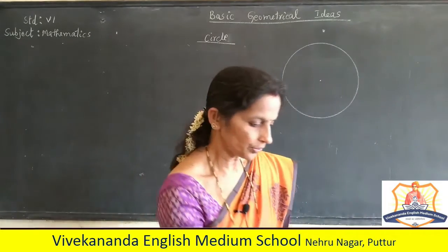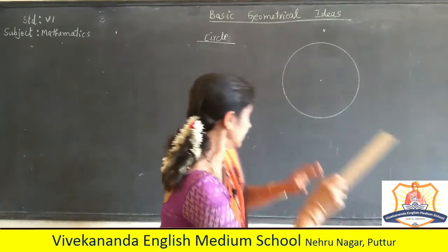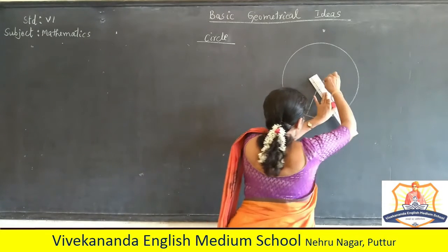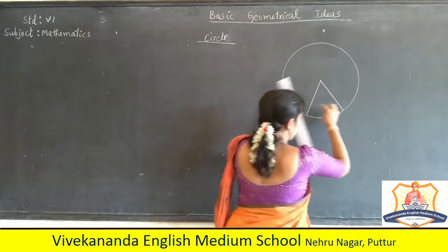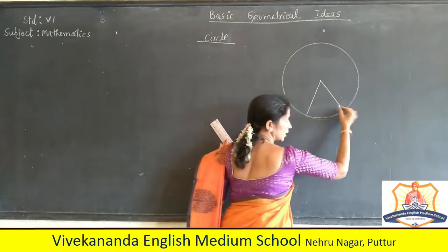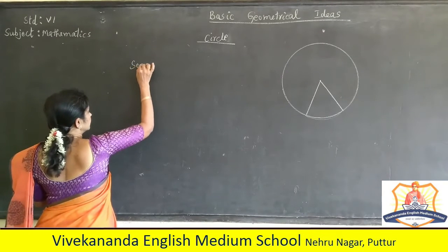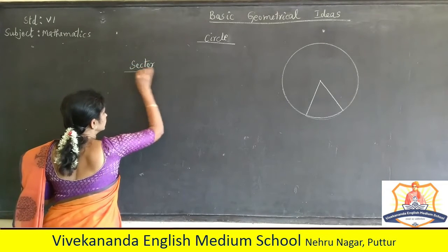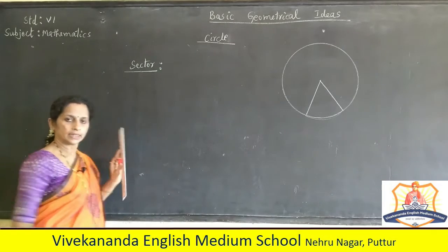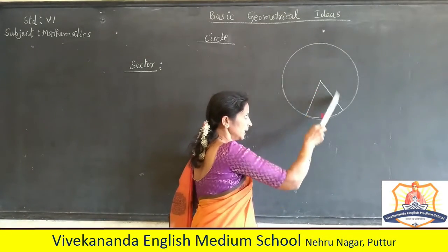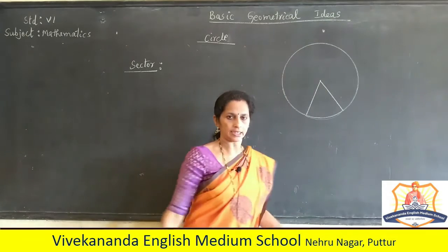So now we will see in this figure, the region bounded by two radii and the arc of a circle. It is known as a sector. A sector is the region bounded by two radii and the arc of the circle.